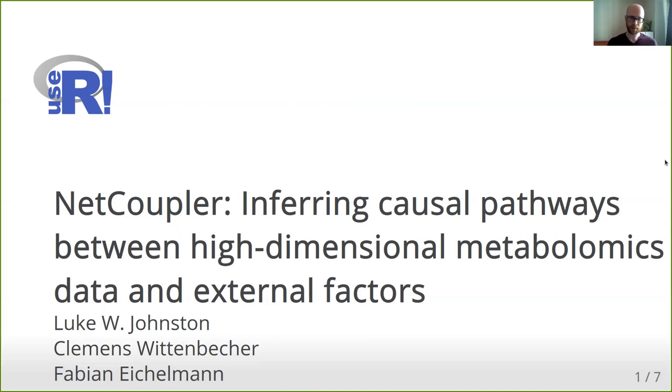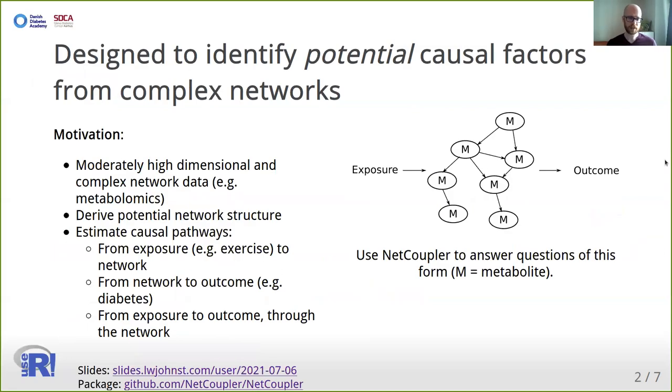Hi everyone. Today I'm going to be talking about NetCoupler, which is an algorithm in R package for inferring causal pathways between high-dimensional metabolomics data and external factors. Our motivation for designing and creating NetCoupler was to be able to make use of moderately high-dimensional and complex network data and to be able to answer questions about causal pathways that involve that network.